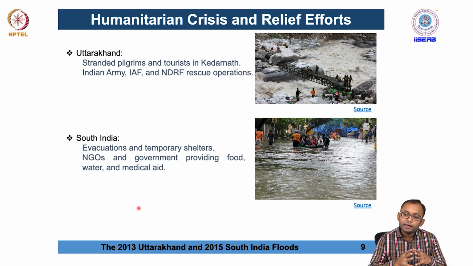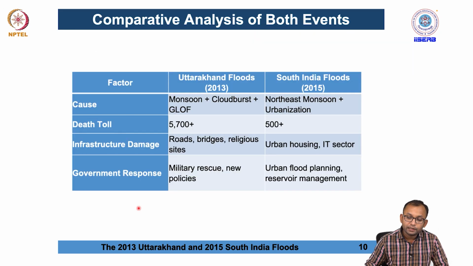What are the humanitarian crisis and relief efforts? In Uttarakhand, several tourist pilgrimages were affected. Many rescue operations were led by NDRF and others, to rescue people from one place to another, and also to resettle locations and build bridges, so that we can have seamless connectivity and can supply essential goods and services. And in southern India, evacuation and temporary shelters were provided by NGOs and governments, providing food and water.